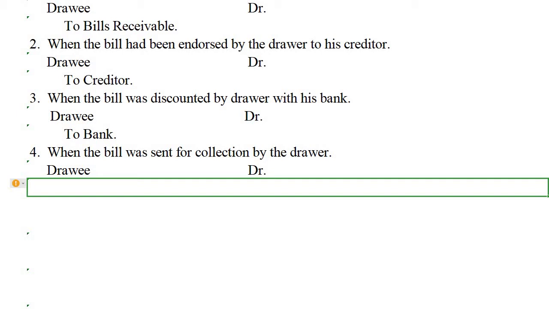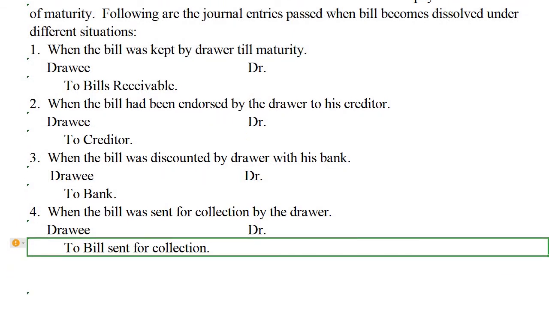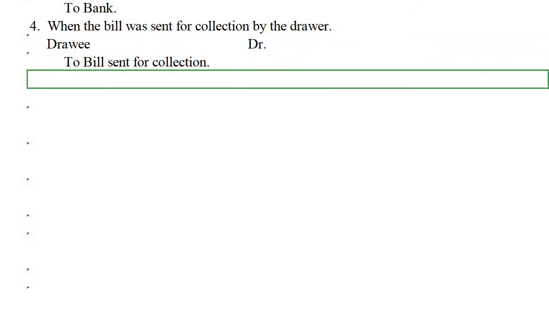So when we send the bill for collection, we will write bill sent for collection debtor to drawee. That bill sent for collection was the asset at that time. Now that bill sent for collection is to be cancelled. So drawee debtor to bill sent for collection. So these are the journal entries for dishonor of a bill in the books of the drawer in all the four cases. Only one entry will be there related to dishonor of a bill. In each case, one journal entry is there. Okay, that is regarding dishonor of a bill.